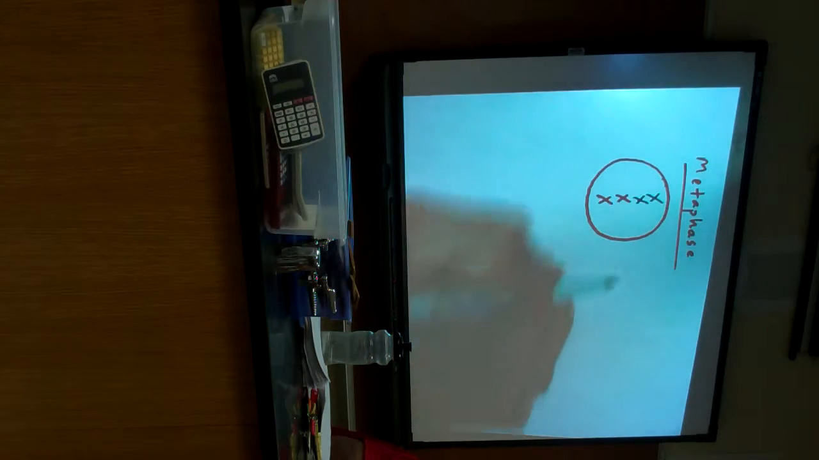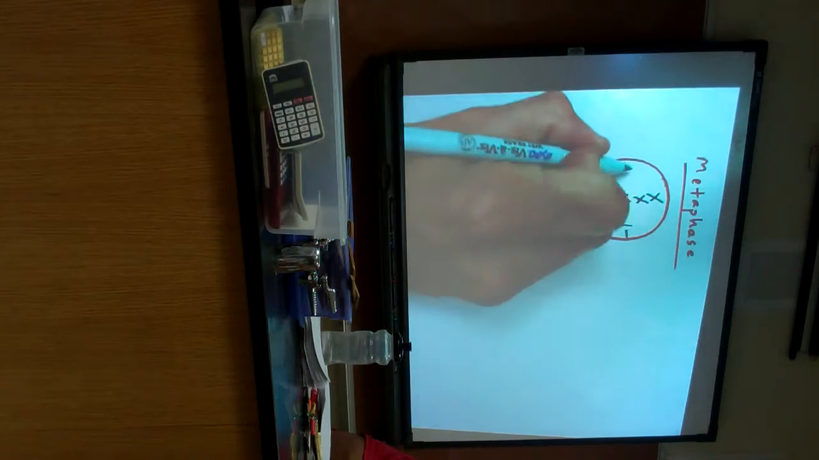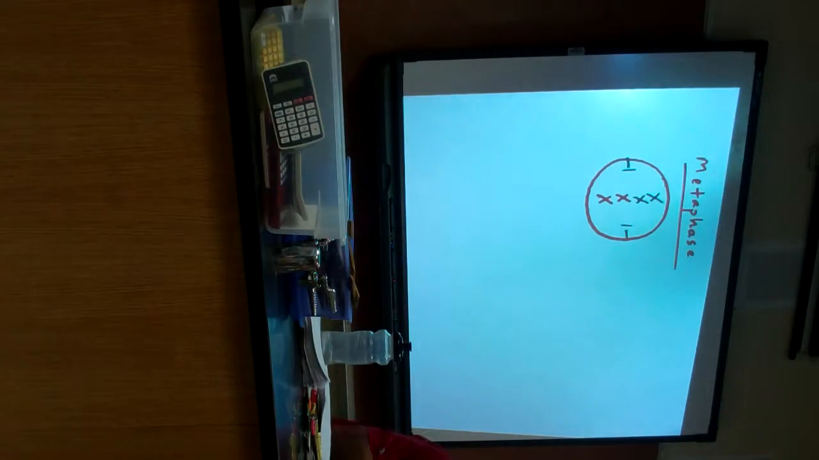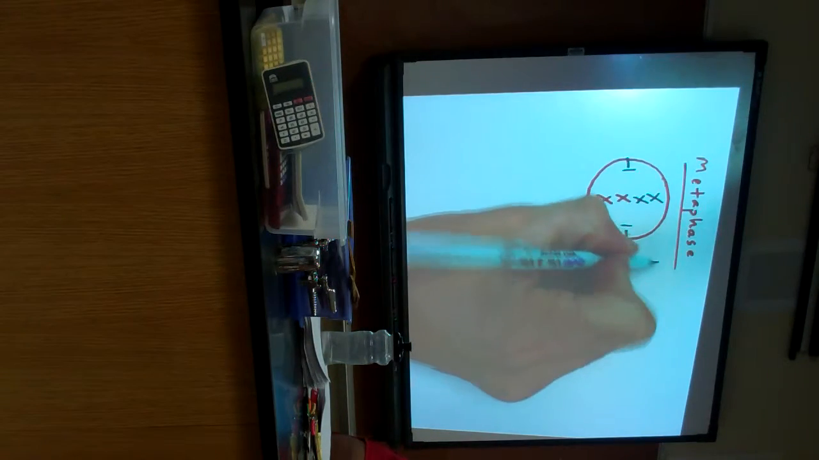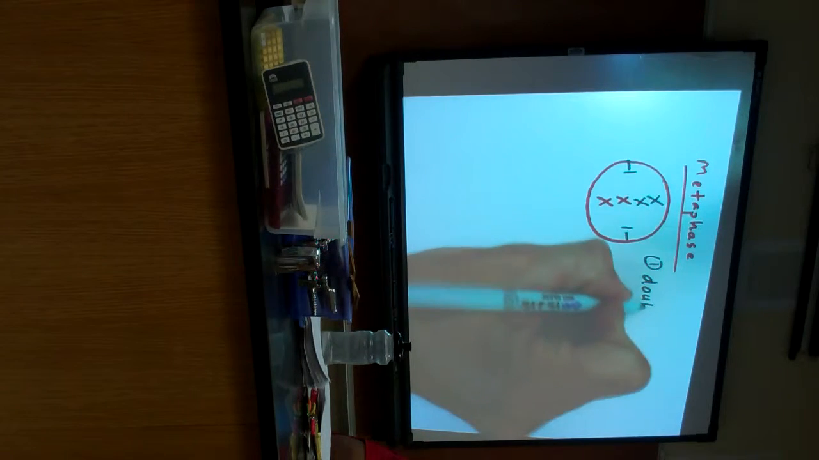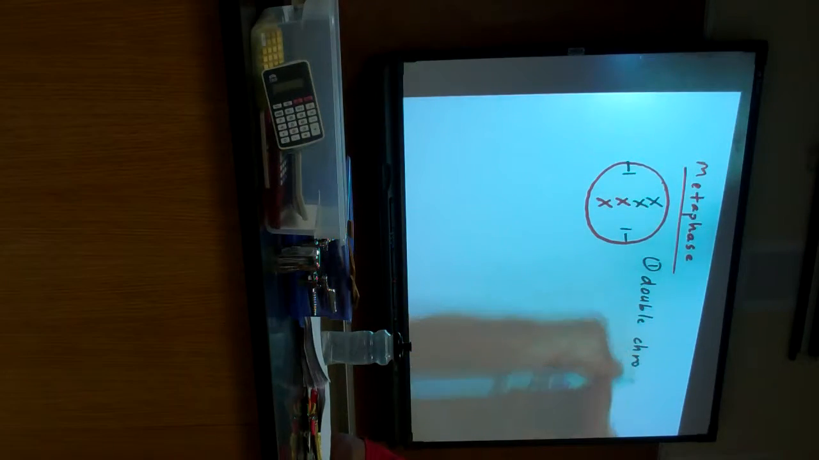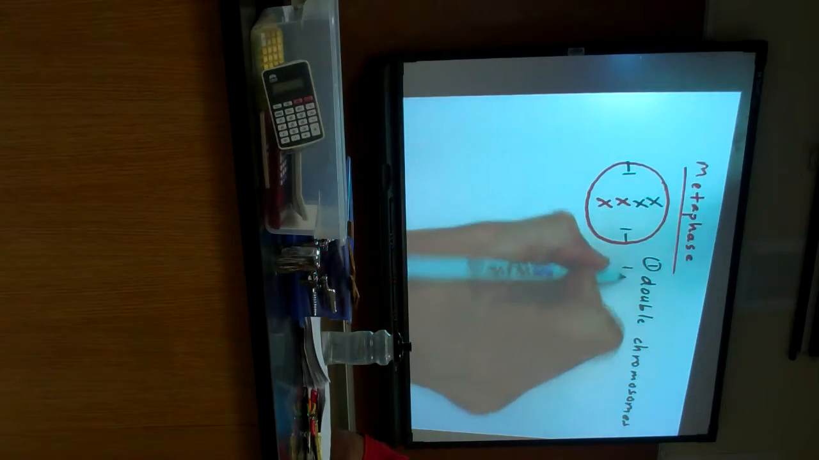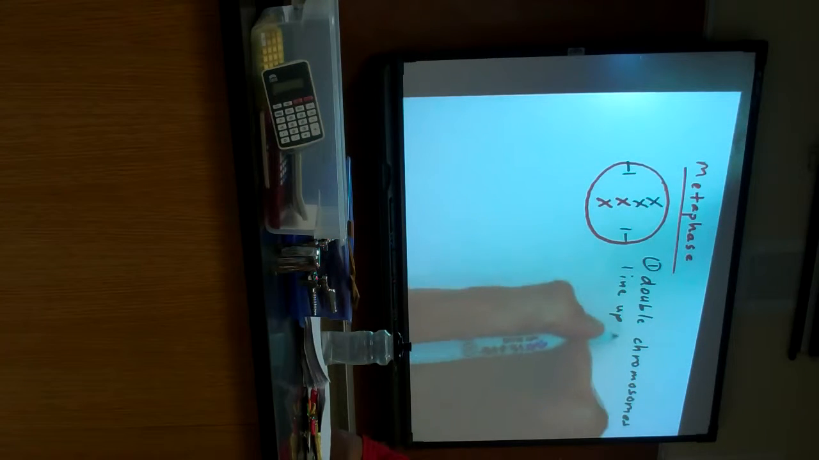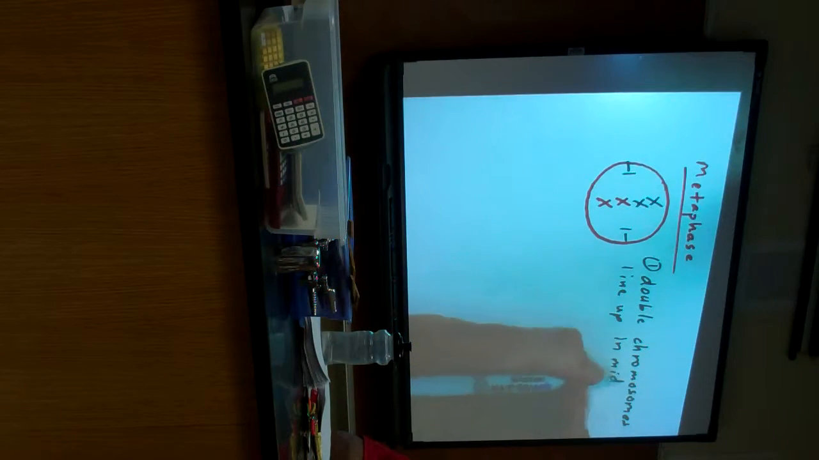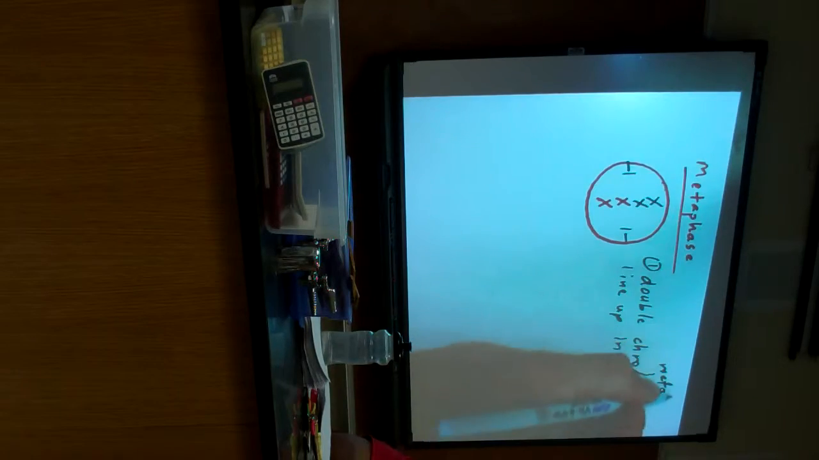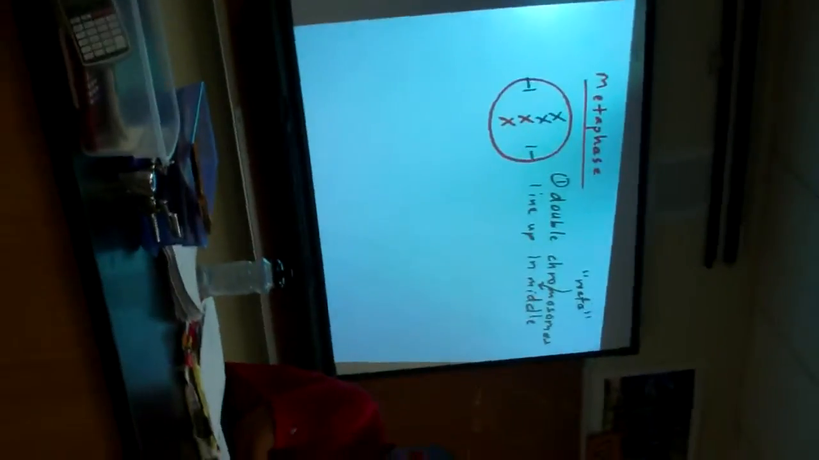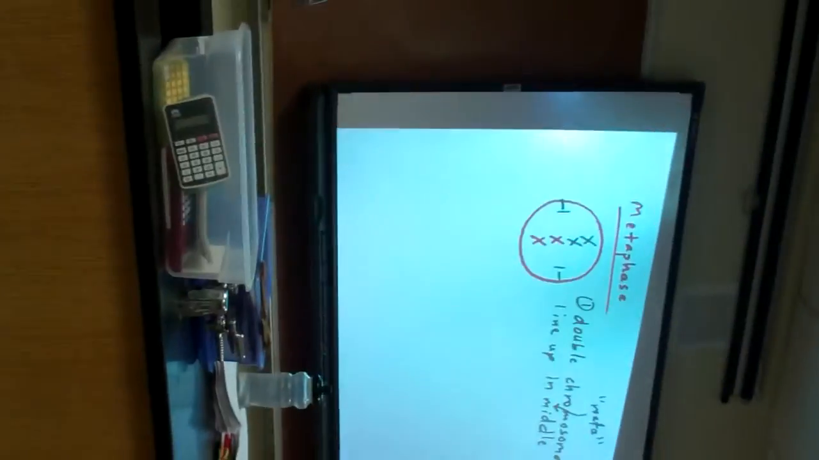Where are the centrioles? The poles, the ends. Okay, so here's what's going on with this one. Double chromosomes line up in the middle. So metaphase, I'm going to draw a little arrow here. Meta means middle. Kind of easy to remember too. Meta, metal, lines up in the middle. So they line up in the middle.